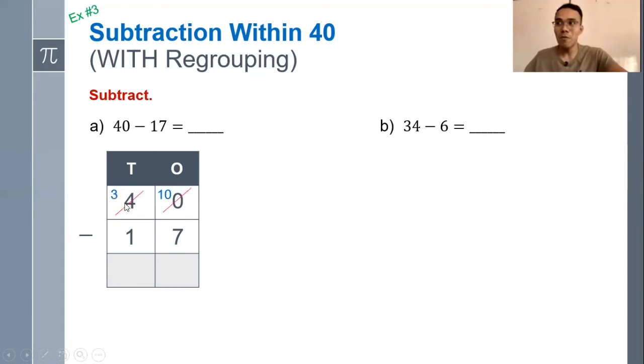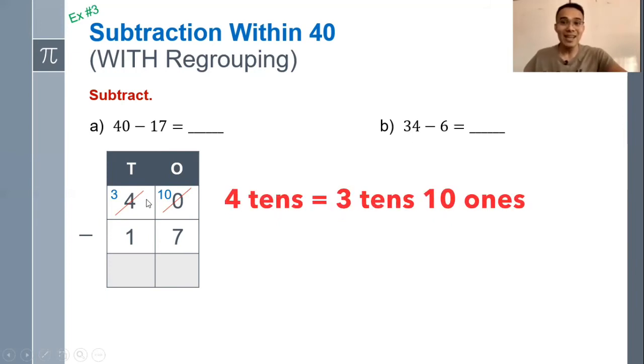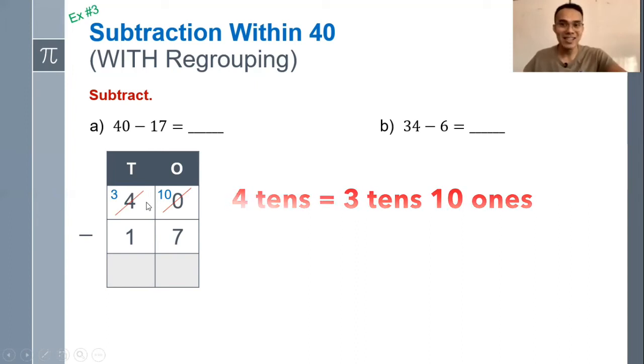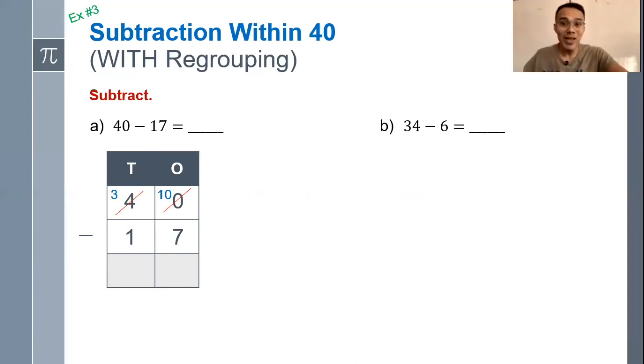The 4 becomes 3 and the 0 becomes 10. We actually regroup 4 here. 4 tens is the same as 3 tens and 10 ones. Just like that. Now that we already have enough, we can now subtract 7 from 10. Or 10 take away 7.